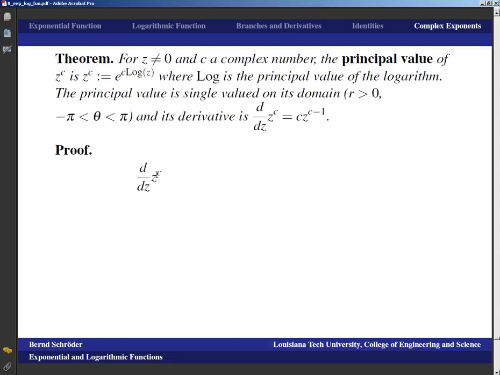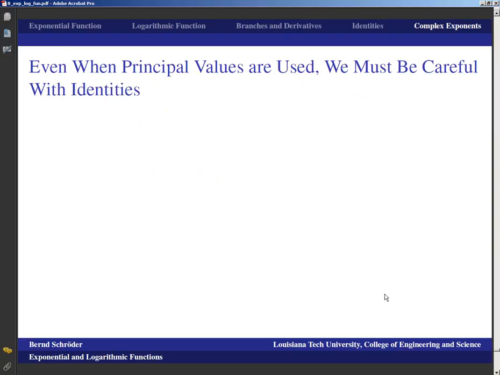And we can because, well, if we take the derivative of z to the c, that's the derivative of e to the c log z. Well, we know how to differentiate the exponential and the principal value of the logarithm. The derivative of the exponential is itself times the derivative of the exponent, which is c times 1 over z, which is c z to the c times 1 over z, which is c times z to the c minus 1. And that's, of course, exactly what we claimed here.